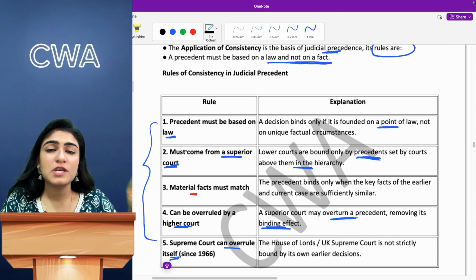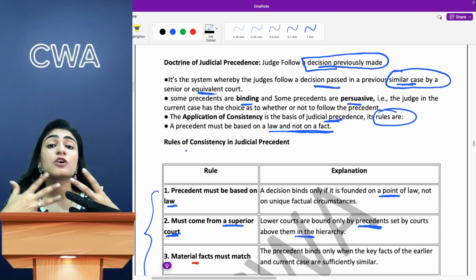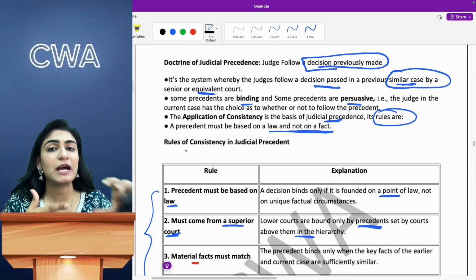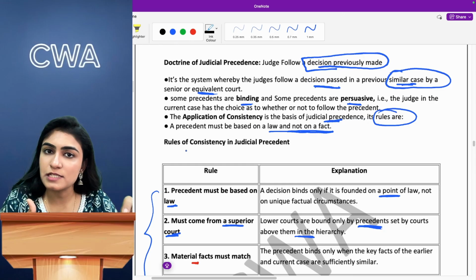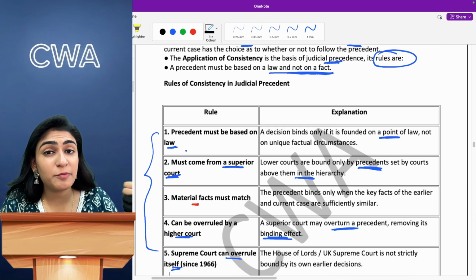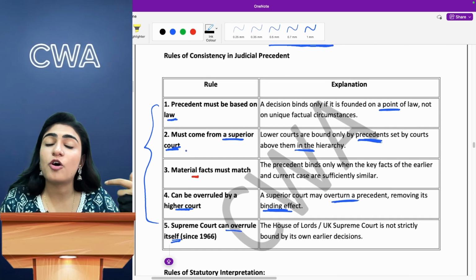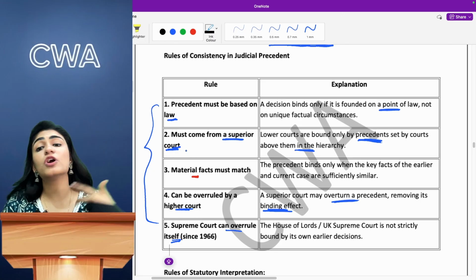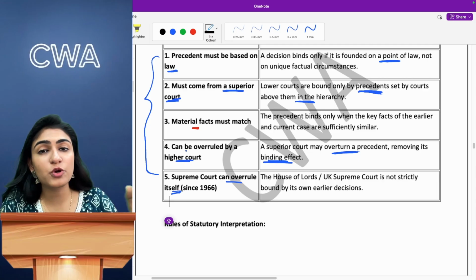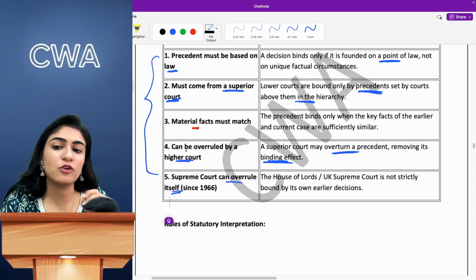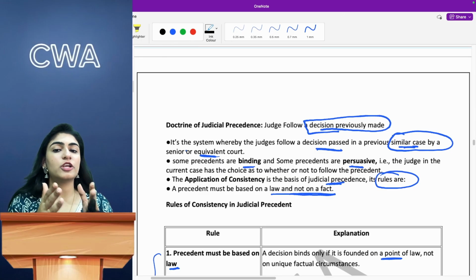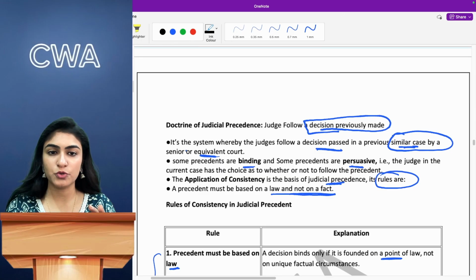These are the five rules that judges usually have to follow if they are passing any judgment or taking any decision based on judicial precedent. The very first is it must be based on law and not facts. It must come from a superior court. Material facts must be the same, it can be overruled by a higher court, and the Supreme Court can overrule itself. I hope this is very clear. The doctrine of judicial precedent is clear to you guys.